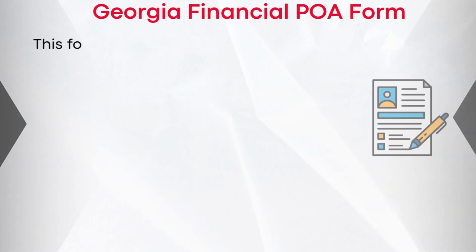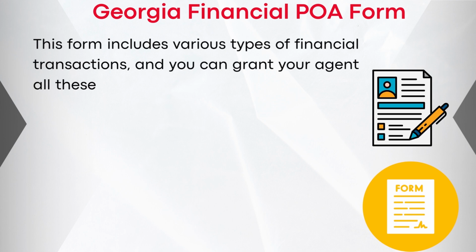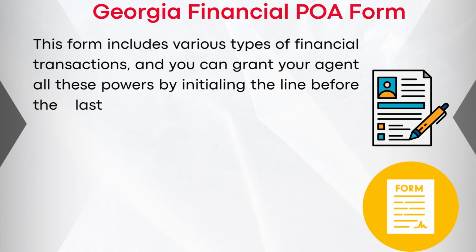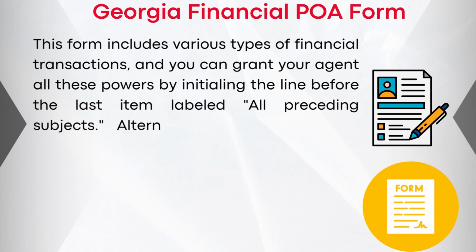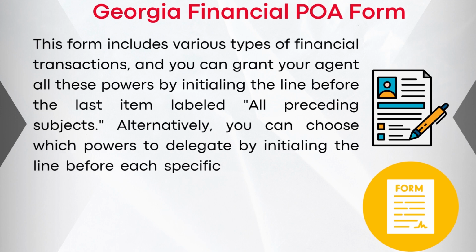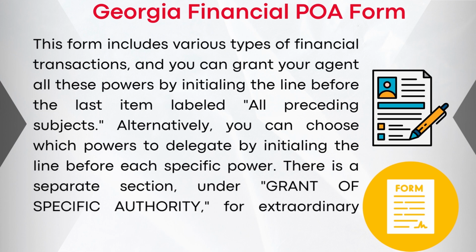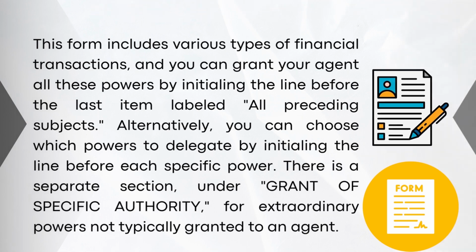This form includes various types of financial transactions, and you can grant your agent all these powers by initialing the line before the last item labeled "all preceding subjects." Alternatively, you can choose which powers to delegate by initialing the line before each specific power. There's a separate section under "grant of specific authority" for extraordinary powers not typically granted to an agent.